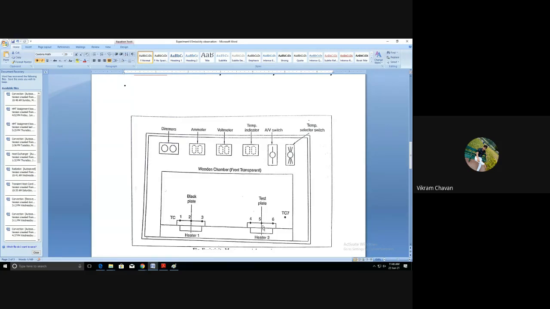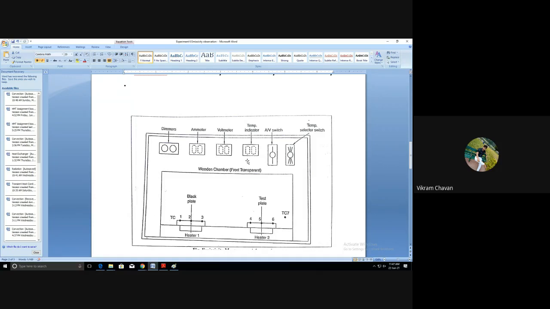That is, the black body or black plate temperature will be equal to the test plate or gray body temperature. When we achieve this, with both at the same temperature, we will take the final reading. To take the readings, you have the temperature indicator, which will measure the black plate temperature and the test plate temperature.